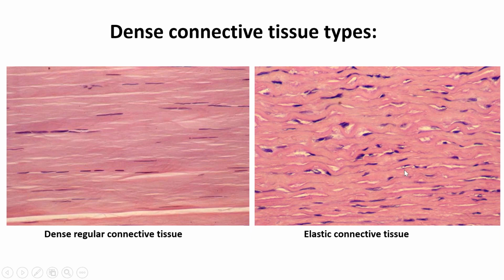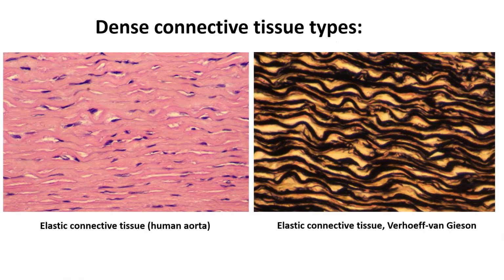If we adjust the iris diaphragm, if we adjust the condenser, we can make elastic membranes and fibers more refractile. So let's take a look at this. On the left-hand side, we have H&E staining of the human aorta, and we can see the waviness over here. And then over here, we have Verhoeff-van Gieson, so we have an elastic stain, but you can see that this clearly has a different morphology from what we saw with our dense regular connective tissue.